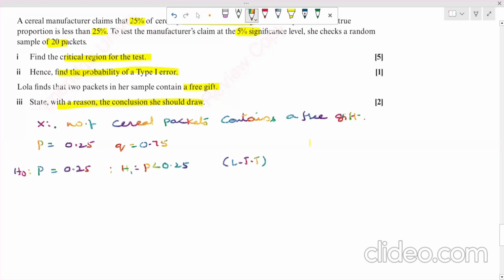Okay, that's fine. Now we have to find the critical region. If it is lower tail, you have to go for X less than or equal to 1 and X less than or equal to 2. So X less than or equal to 1 means what? It is P of 0 plus P of 1.